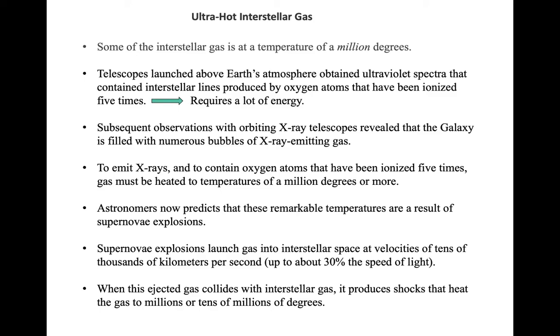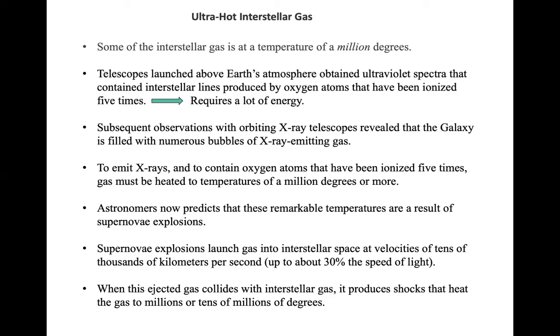And some of the interstellar matter, now in this slide, I would like to introduce the ultra hot interstellar gas, which is that some of this interstellar gas is at a temperature of million degrees. So we have found that. This is something that we did not talk about before, right? Some of this interstellar matter is found at temperatures of million degrees, which is a very high temperature. And this is why we have this name called ultra hot interstellar gas, right?